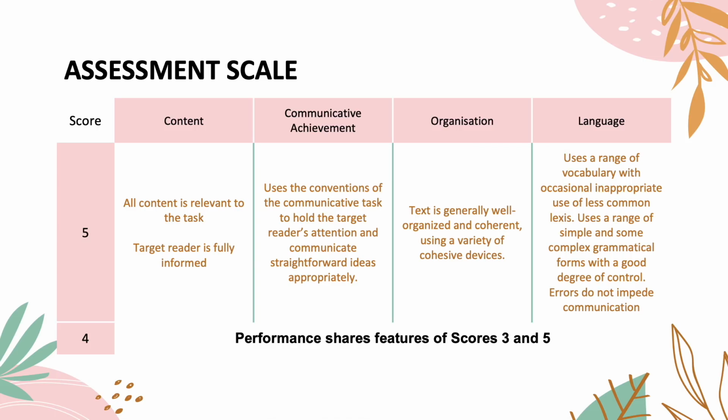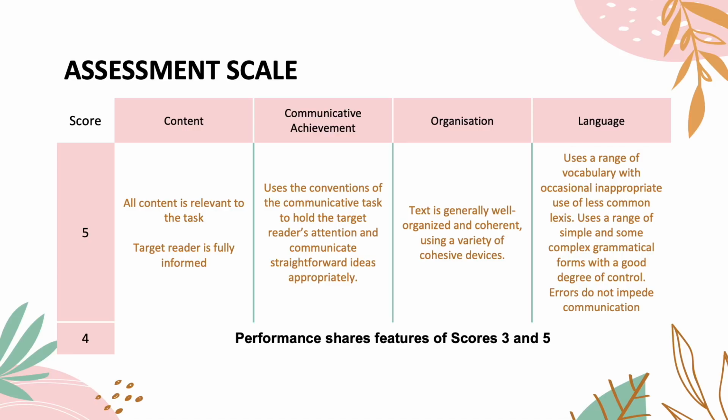I'm sure you might wonder how to score 5 marks for all the descriptors. As you can see here, there are 4 descriptors: content, communicative achievement, organization, and language. And to obtain the score of 5, you have to ensure that your essay has fulfilled all the descriptors in this assessment scale. Let us begin with content.